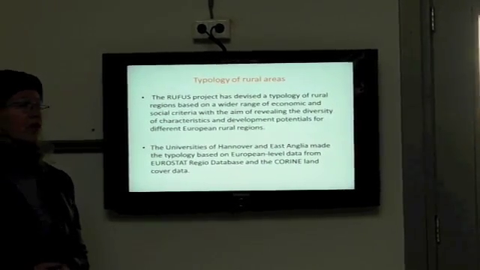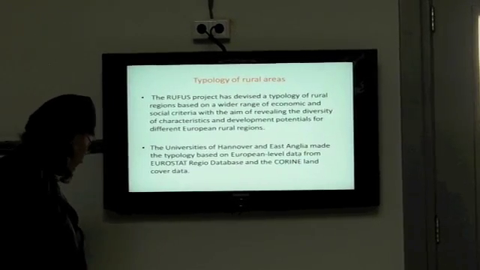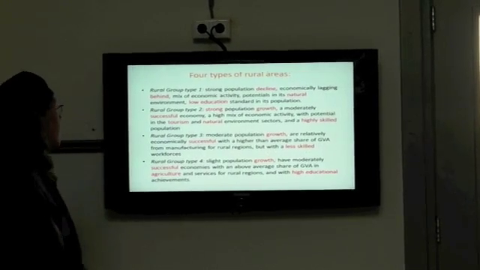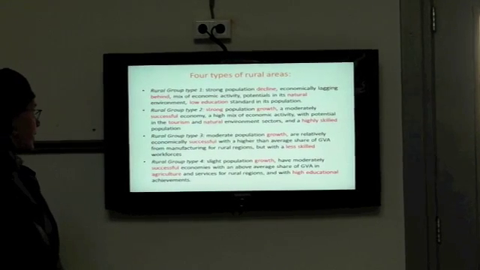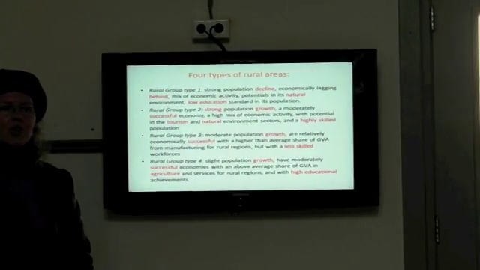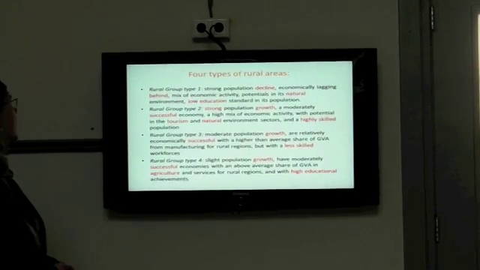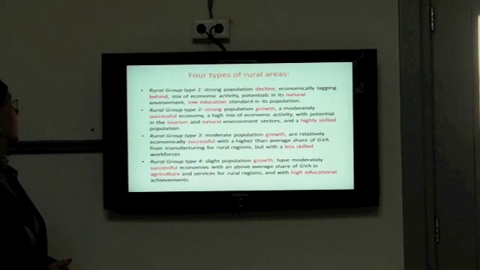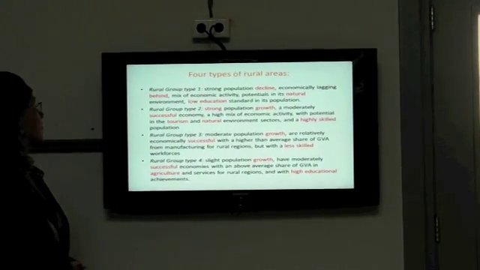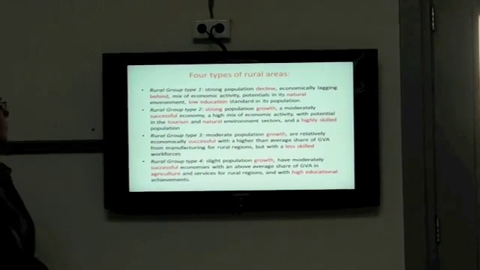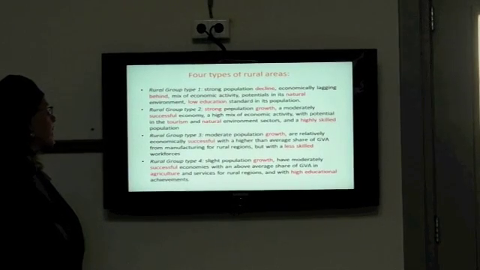That was done in work package 3, when I tried to make a typology of rural areas. They made four types of rural areas. Type 1 is a strong decline: the people are moving out, there is no education standard, and only some people stay there. Rural type 2 is a strong population growth, moderately successful economy, and a high mix of economic activities.